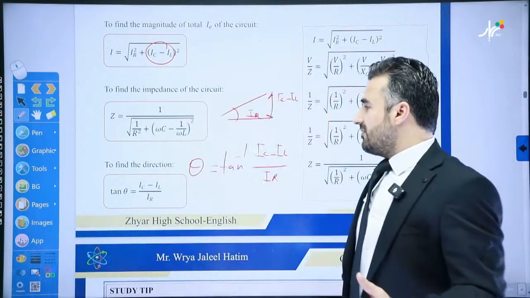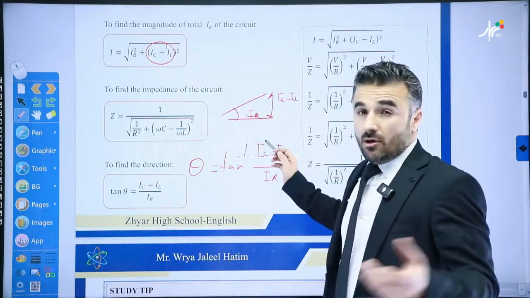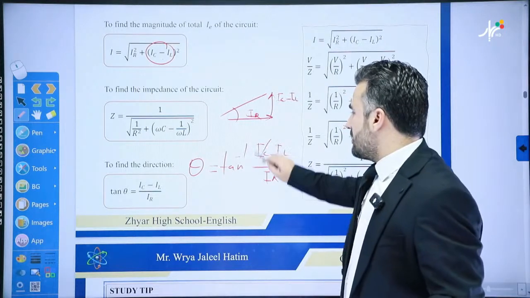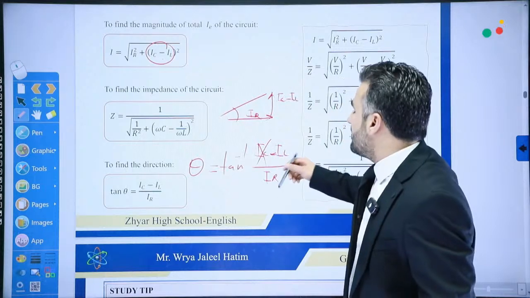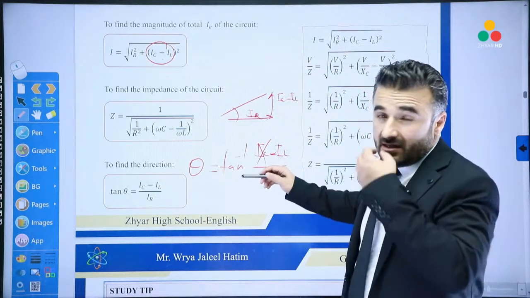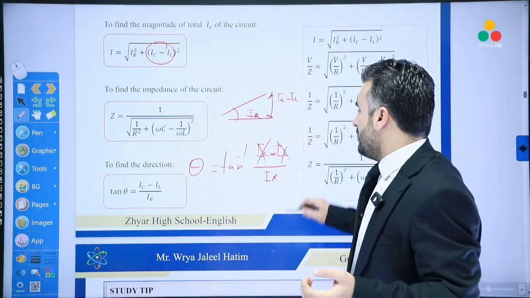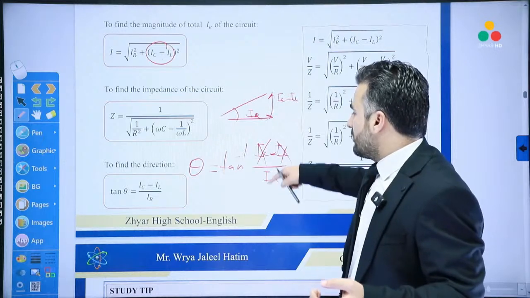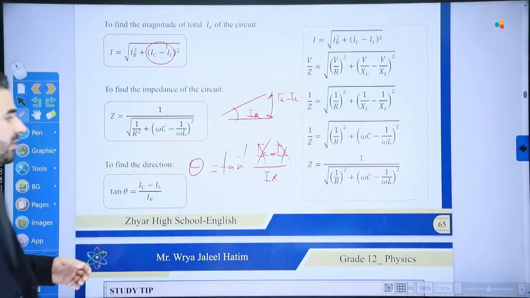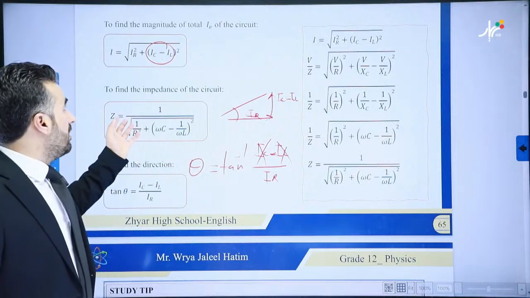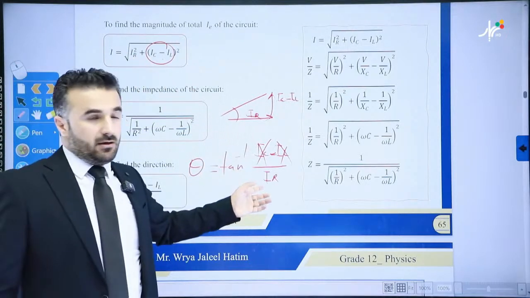If you didn't have one of the values, let's say, if no capacitors were connected to the circuit, this part would be out of the equation, but don't forget to keep this negative, yeah? Or if no inductance were connected in the circuit, this part will be out of the equation here, then of course you will always use what is left in the equation to find the total impedance, to find the current, to find the angle as well.